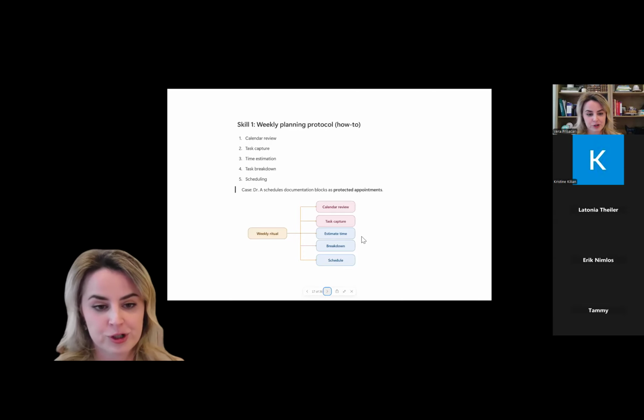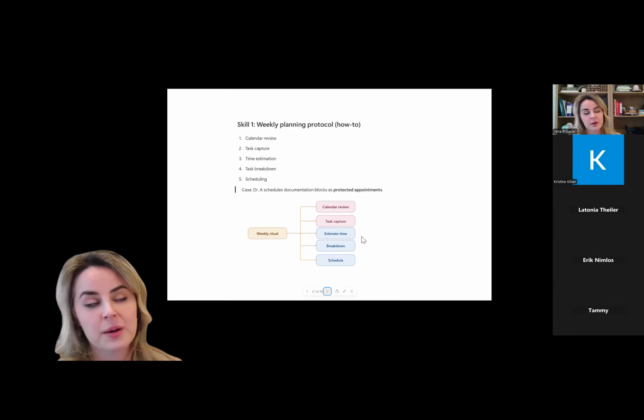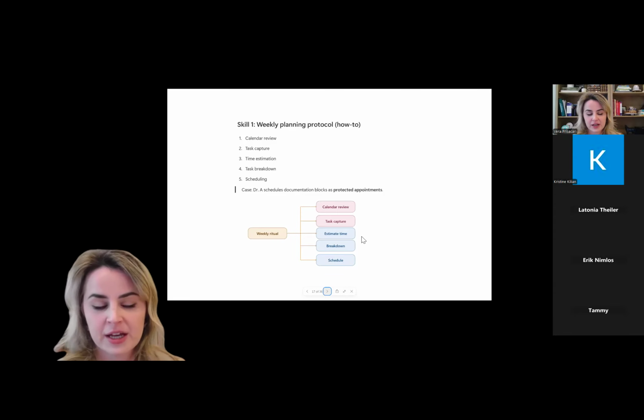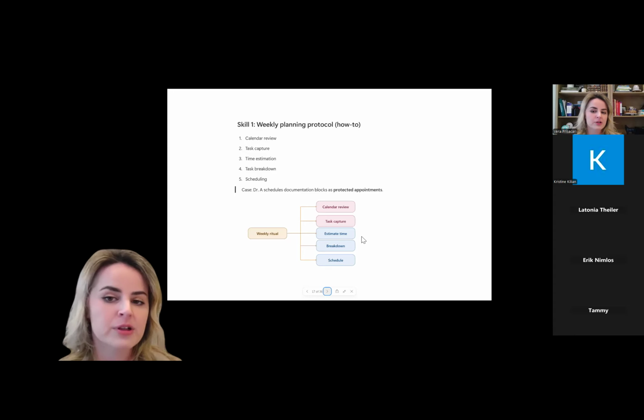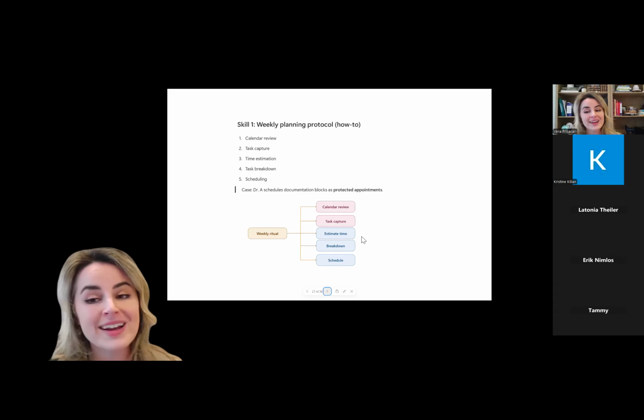That's your task capture. Estimate the amount of time that each task will take, and if there's something that takes 20 minutes or longer, break it down into smaller parts. That's number four, task breakdown, until it is something that's 20 minutes or less. And then go ahead and schedule it.